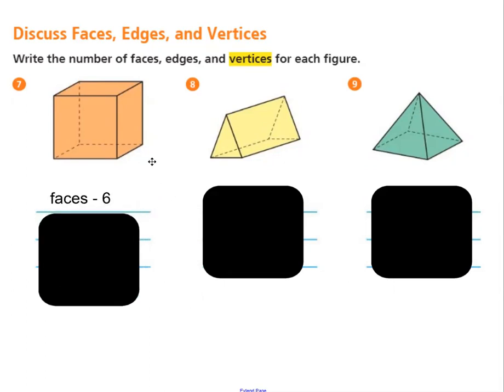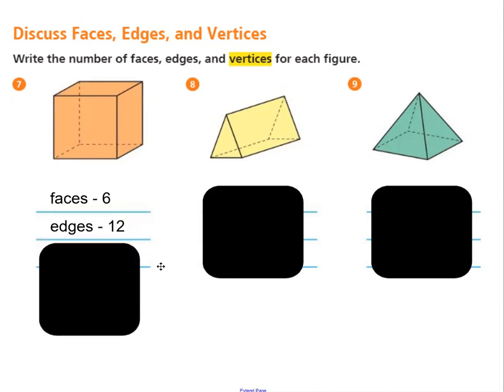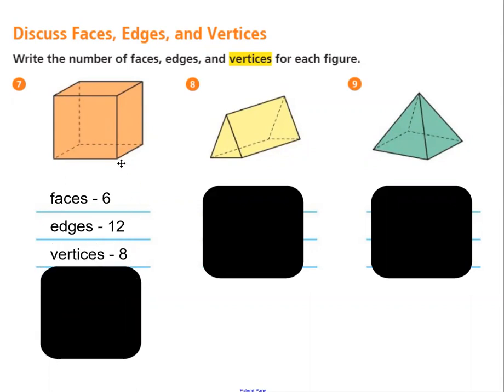What about edges? Edges are wherever the faces come together, wherever they meet. So there's an edge, 3, 4, 5 coming down, 6, 7, 8 in the back, and on the bottom there's 9, 10, 11, 12. We've got 12 edges there. Finally, vertices are the corners. So how many corners are there? 1, 2, 3, 4, 5, 6, 7, 8 vertices. Okay, so you think you can do that for number 8 and 9?